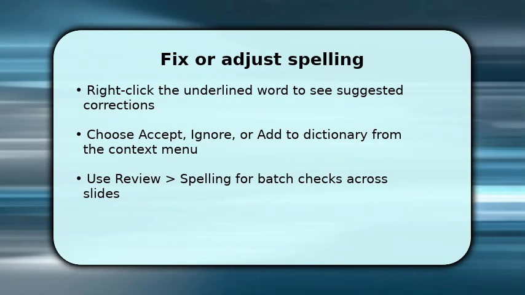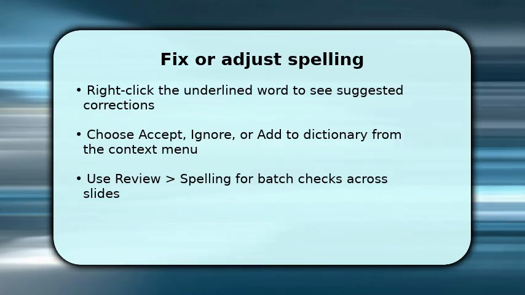Right-click the red underlined word and pick the correct replacement to remove the squiggle immediately. If the word is valid in your context, choose Add to Dictionary so PowerPoint won't flag it later. This saves time across the deck.